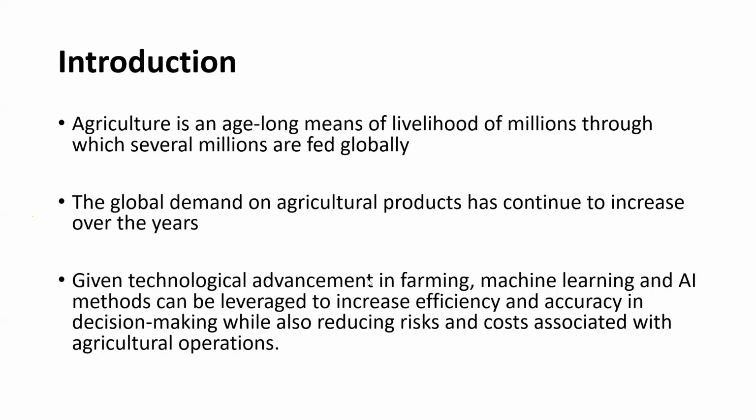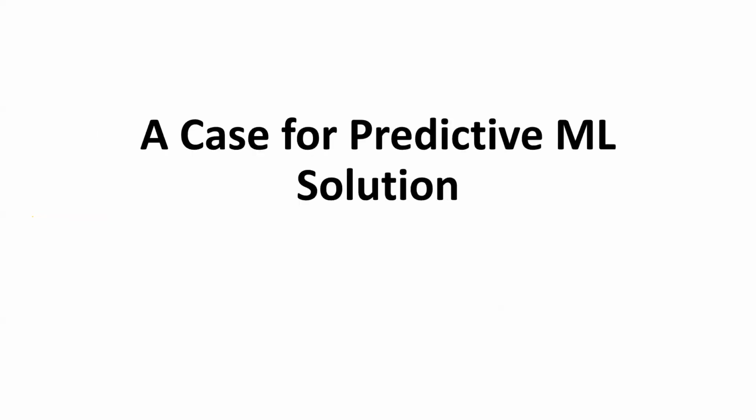Given technological advancement in farming, machine learning and AI methods can be leveraged to increase efficiency and accuracy in decision making, while also reducing risk and costs associated with agricultural operations. I said then that we're making a case for predictive ML, or what we call predictive analytics. Of course, we can also use descriptive analytics or diagnostic analytics. But let's see how we can use predictive analytics. Another time, we can have the opportunity to also expatiate on the other types of analytics as it relates to agricultural produce.